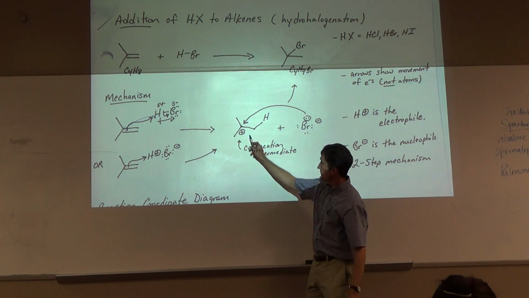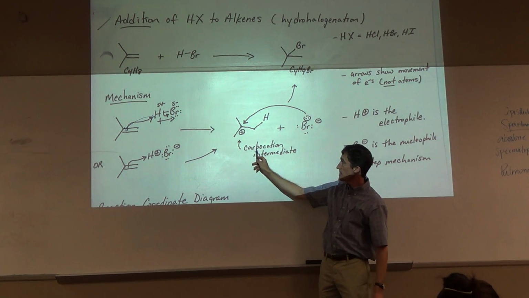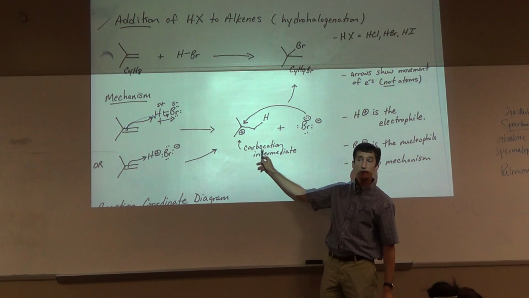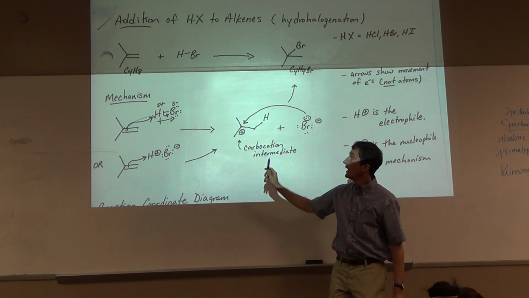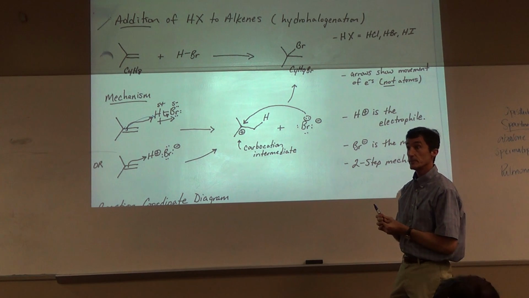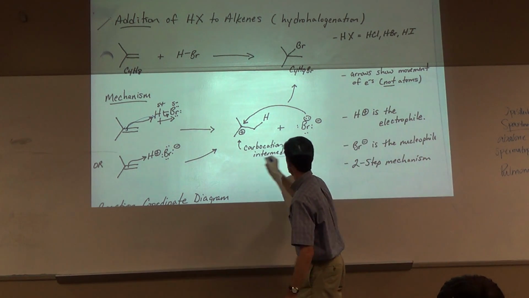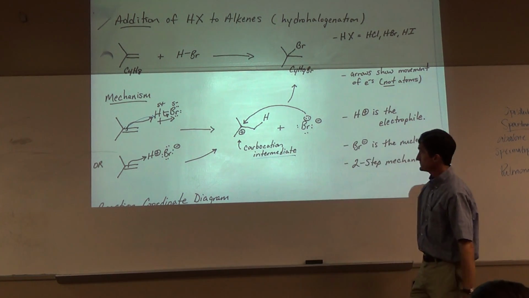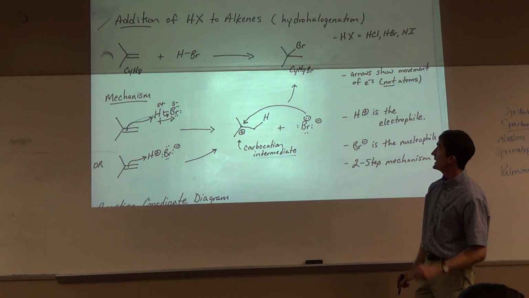This is called a carbocation, right there. It's a carbon that's a cation. We shorten that to carbocation. Isn't that what we said would be the intermediate in these first reactions? Carbocation intermediate. This is your intermediate. There's only one intermediate in this reaction.